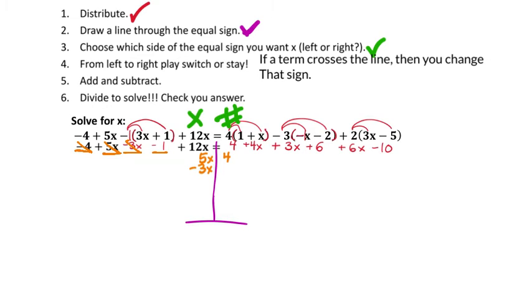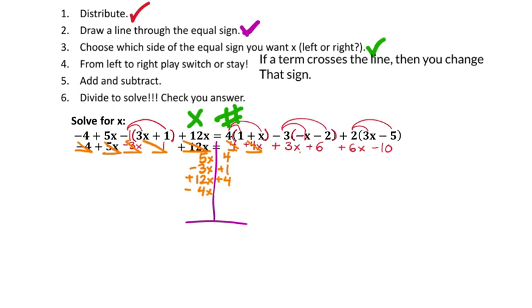Next up, negative 1. It does not have an x, it's a number, so it has to cross the line, change the sign. It's positive 1. Cross it out. Next up, positive 12x, so I show it as plus 12x right there. And I do need to show the signs, by the way. That'll be important later. It stays positive 12x because it's on the correct side. Next up, we have this 4, and it's on the correct side, so it will stay positive 4. Next up, this is a positive 4x, but it's on the wrong side, so it has to switch into negative 4x.